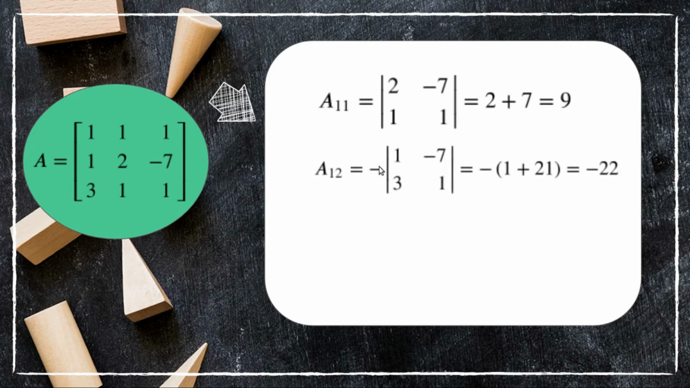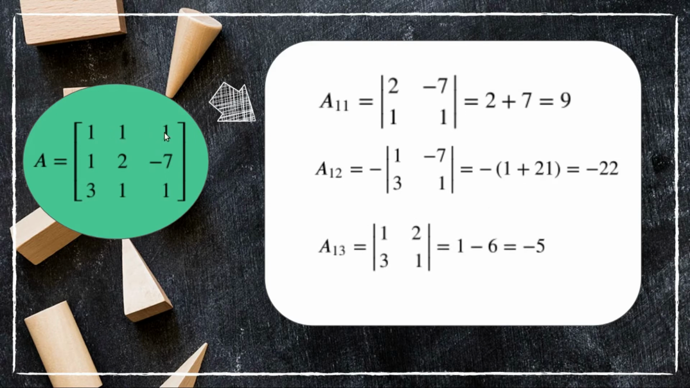A12: (-1) raised to i plus j is -1, so here we have to write a minus sign. Eliminate first row, second column. Determinant 1, -7, 3, 1. 1 into 1 is 1, minus 3 into -7 is -21. Minus into minus is plus. 1 plus 21 is 22, so -22.